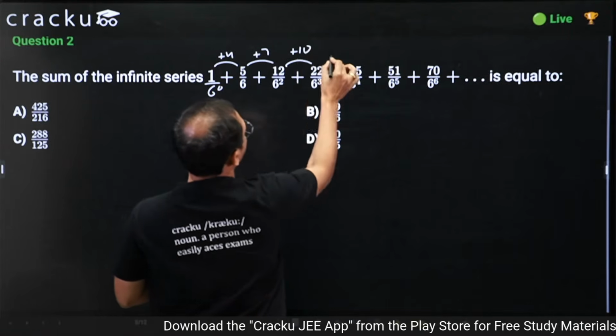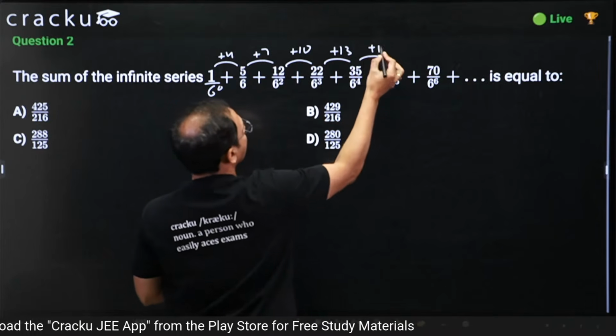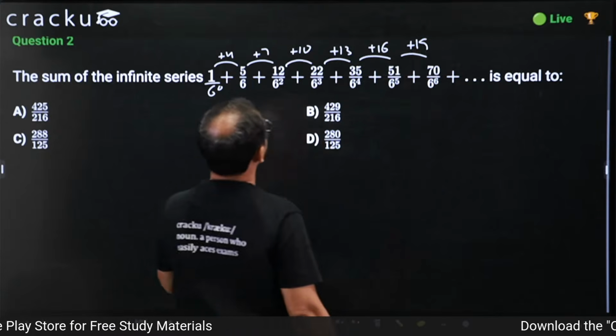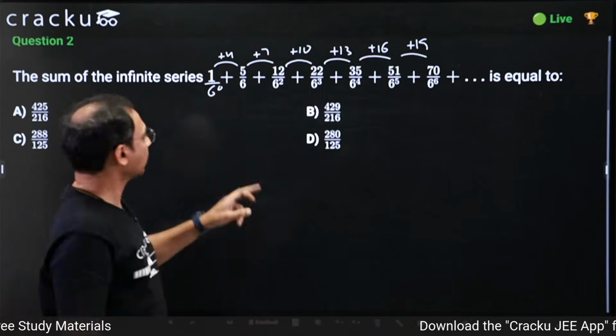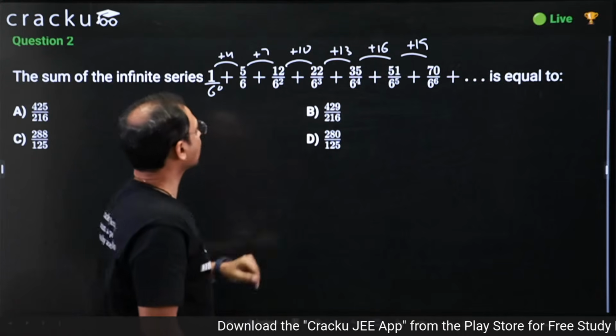Here, I have 10, 13, 16, 19 and so on. The difference is not constant, so the numerators are not forming an AP, but look at the differences themselves.